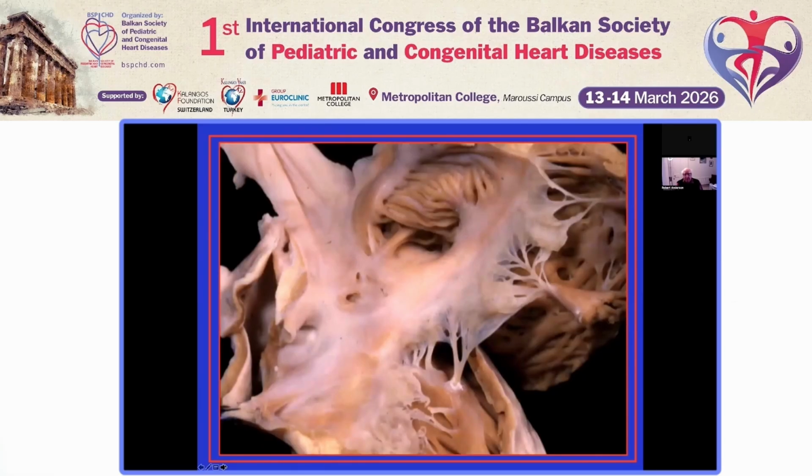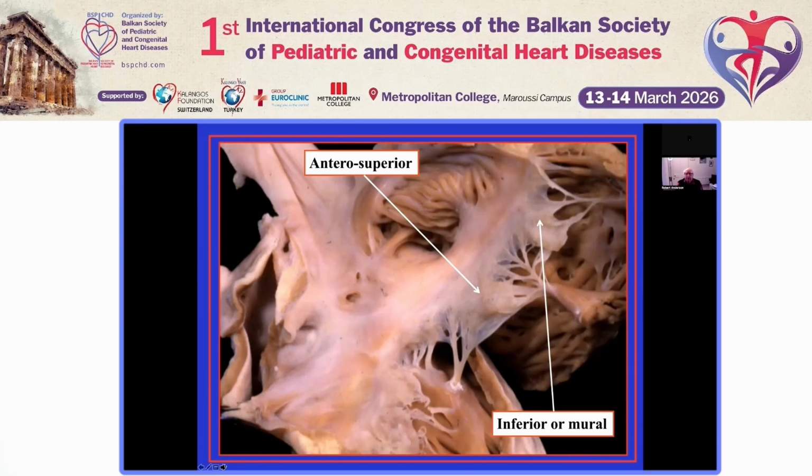If we open out the valve, we can see those leaflets very nicely. We're looking now at the junction from behind. So there you see the dominant anterosuperior leaflet. I've spread and lifted up the wall, so now I've changed the leaflet that is normally positioned inferiorly to a superior position, but it is a mural leaflet. There is the third leaflet, which is septal.